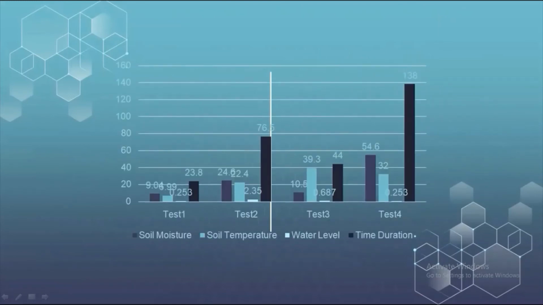So we have 4 testings or 4 simulations. We have test 1, test 2, test 3, and test 4, and then the first bar is our soil moisture, second is the soil temperature, and then water level, and then our output is the time duration.